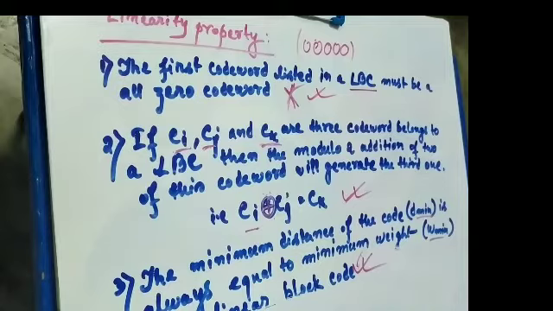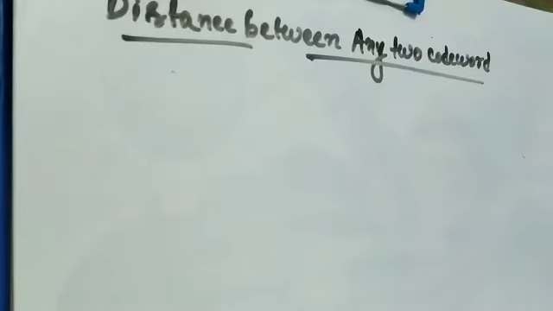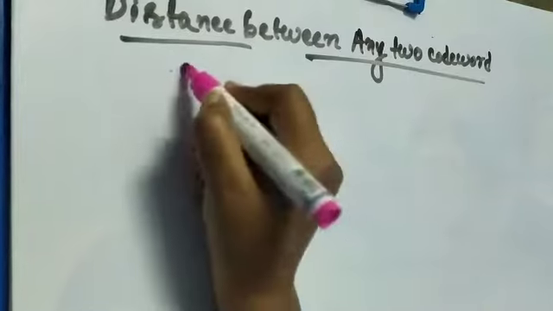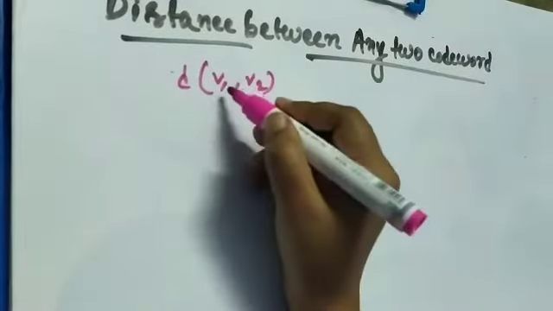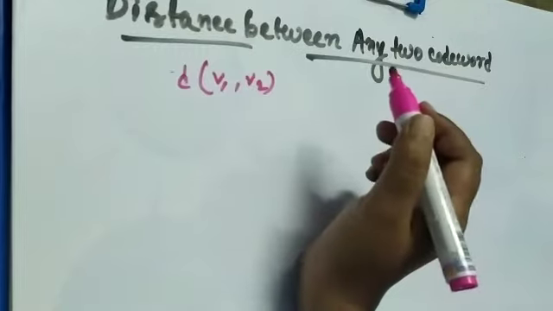Now, one question may come to your mind: what is the minimum distance of a code and what is the minimum weight? First, you should know what the distance between any two code words is. The distance between two code words is the number of places in which the bits differ in their positions, and it is denoted by d of v1, v2, where v1 is one code word and v2 is another code word.